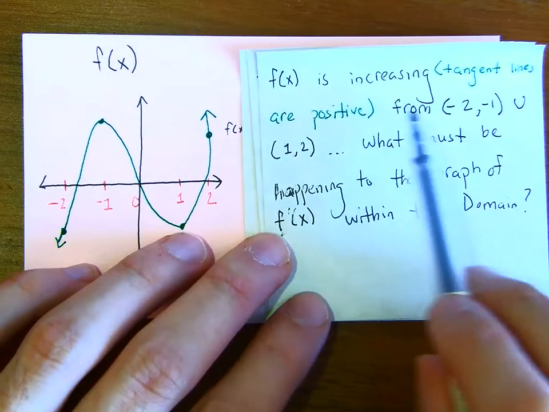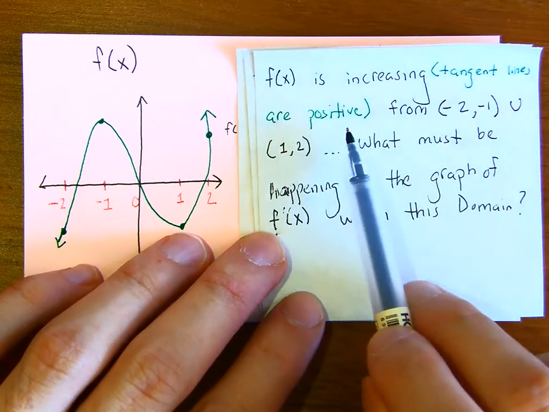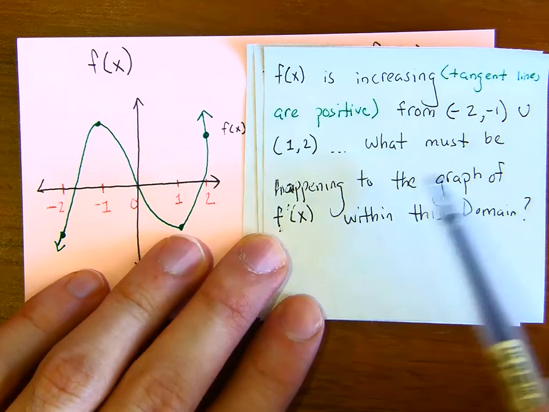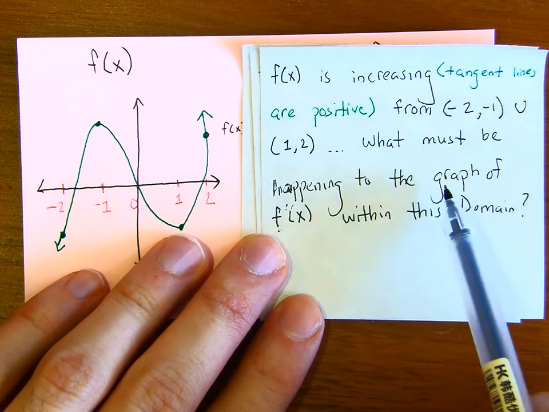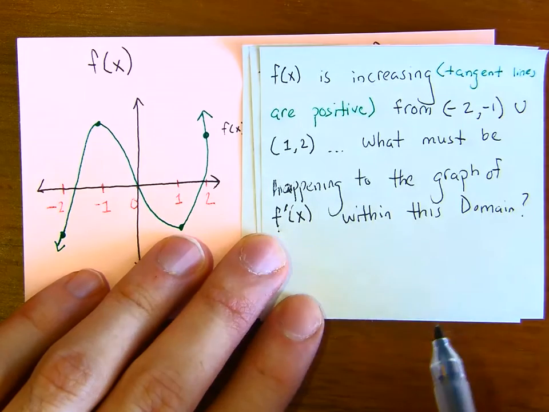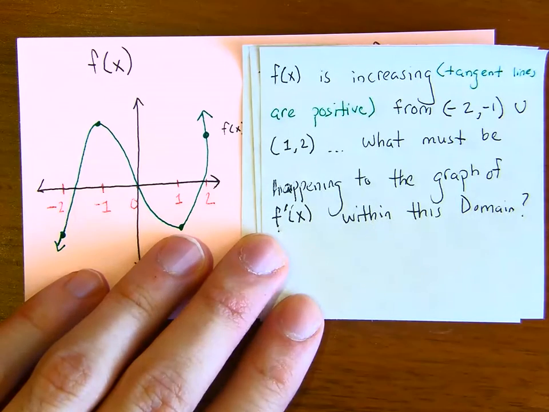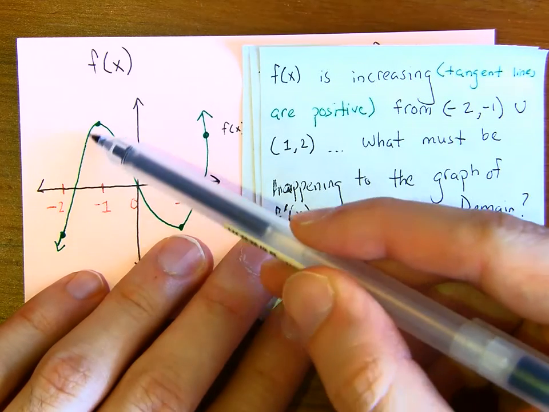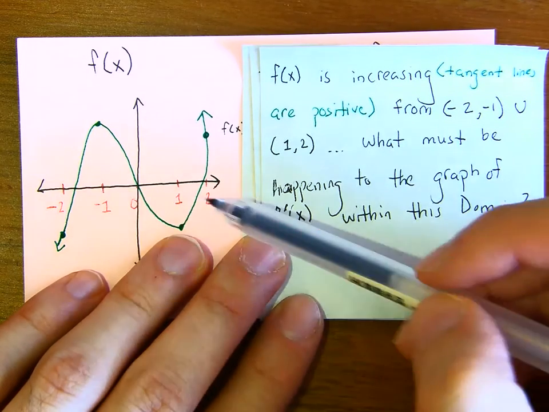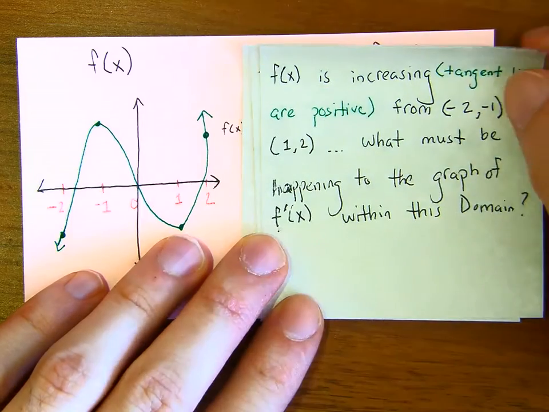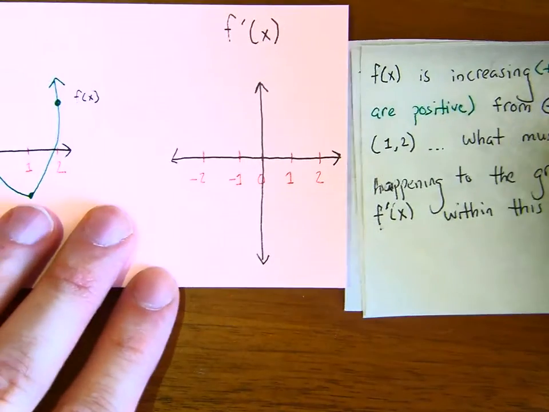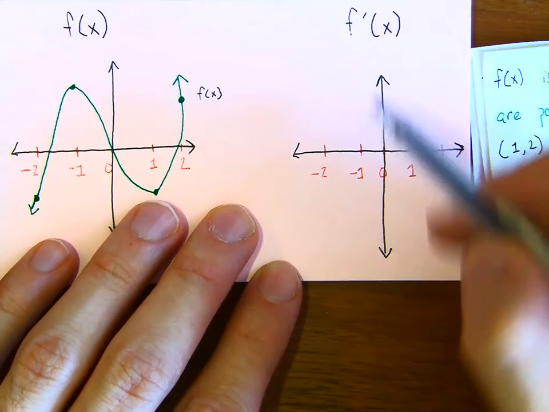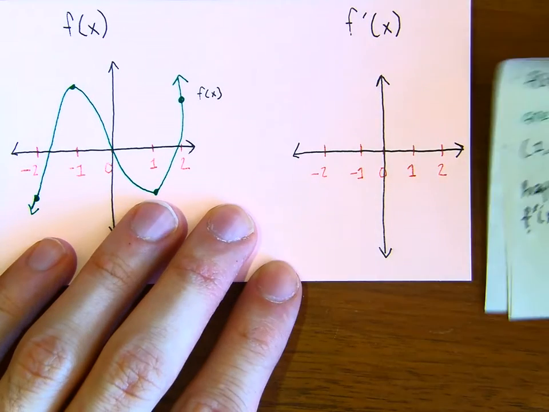So let's take a look at this question over here. If f of x is increasing, where the tangent lines are positive from -2 to -1 and also from 1 to 2, what must be happening to the graph of f prime of x within this domain? What must visually be happening for the graph of f prime of x? Okay, what I want you to do is pause the video and try to answer that question.